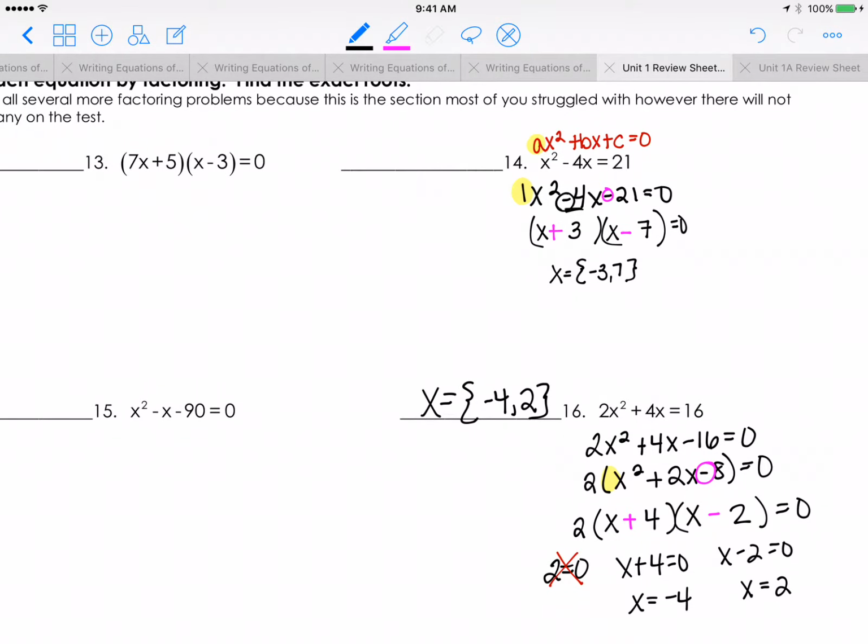So now we write this as x equals negative 3, 7. All right. So let's go to the next one. I'm going to try to do this really quick.